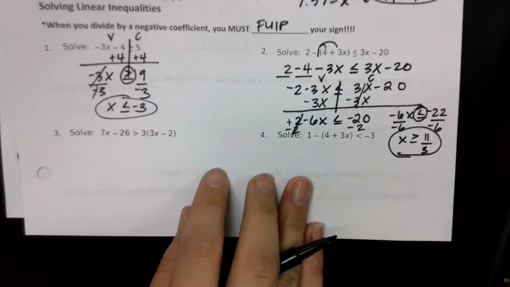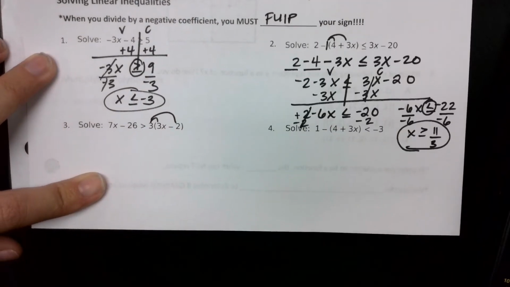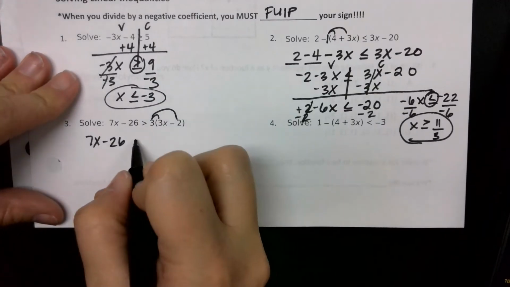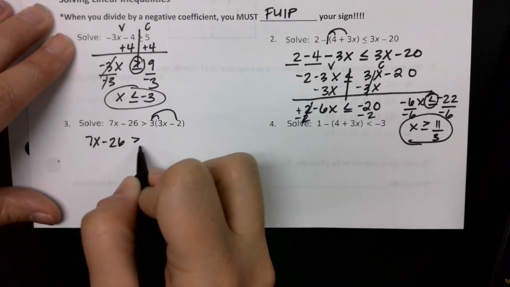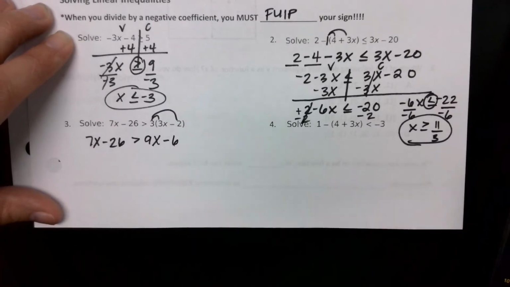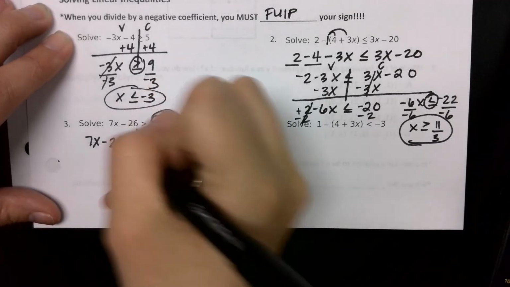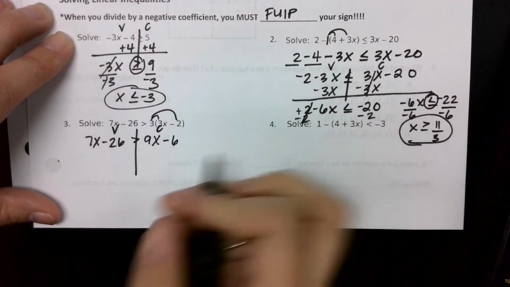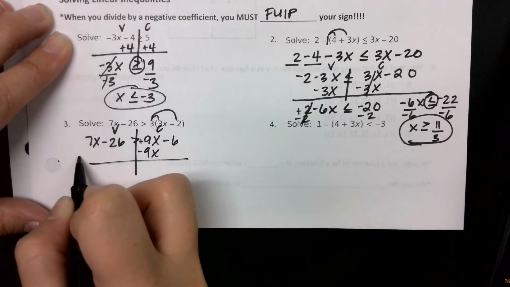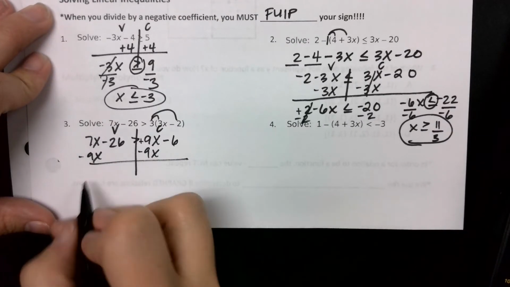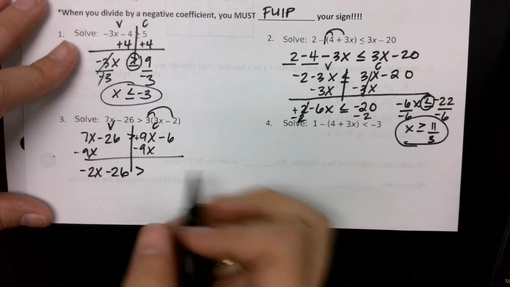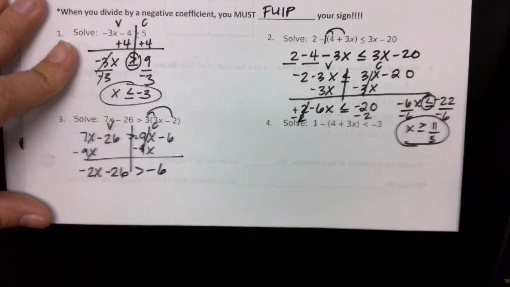2 more. Can I distribute? Yes. Positive 3. 7x minus 26, nothing to combine there, is greater than 3 times 3x is 9x. Do not add when you distribute. 3 times negative 2 is negative 6. We multiply when we distribute. Variables go on the left, constants go on the right. What's the inverse of a positive 9x in order to get my variable term over on the left side? Subtract. 7x minus 9x is negative 2x. Check that in your calculator. Bring down my negative 26. This cancels. Bring down my negative 6.